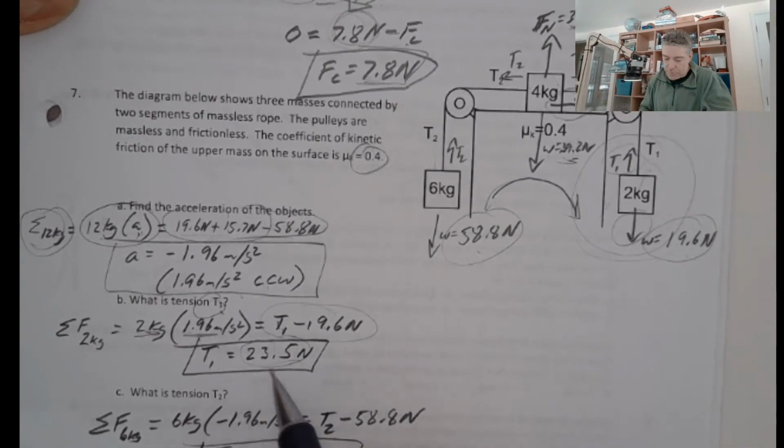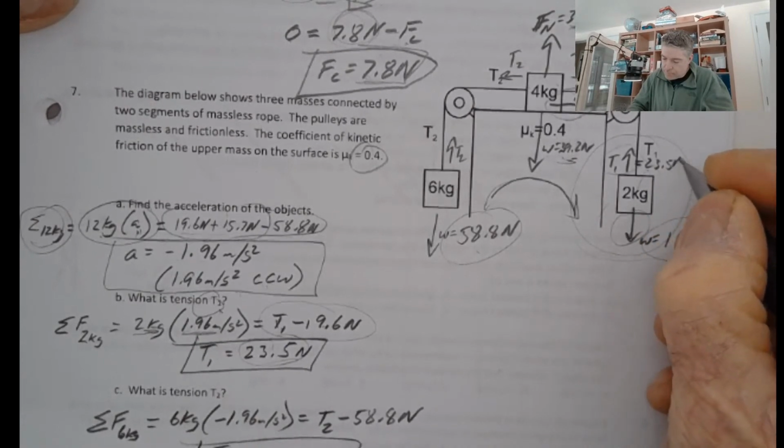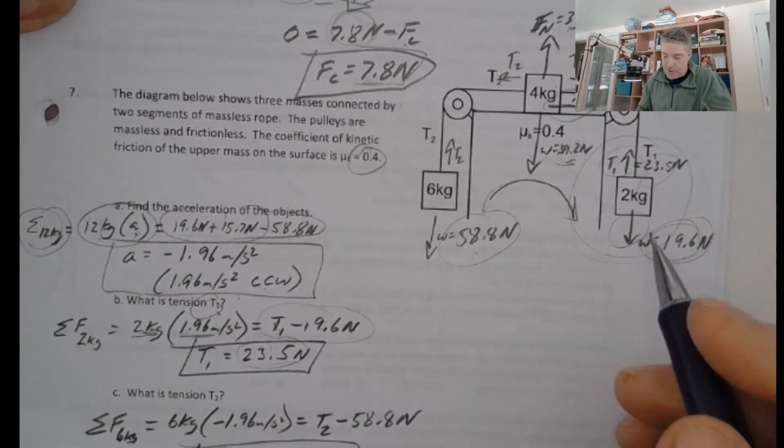And then compare. 23.5. That's stronger than 19.6. That's going to make this accelerate up. Good. That makes sense.